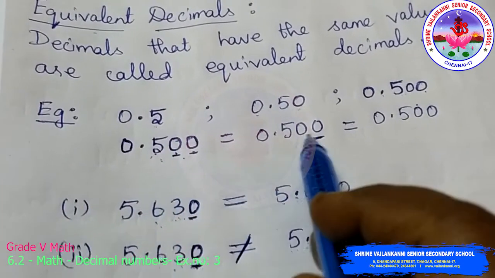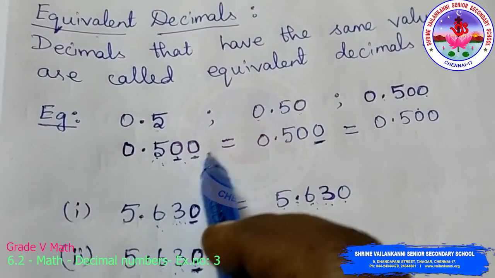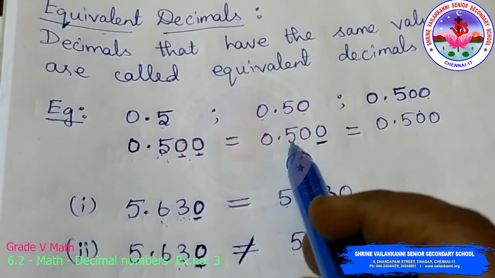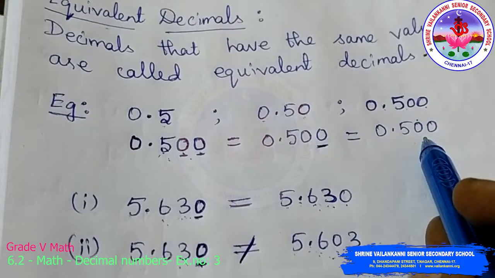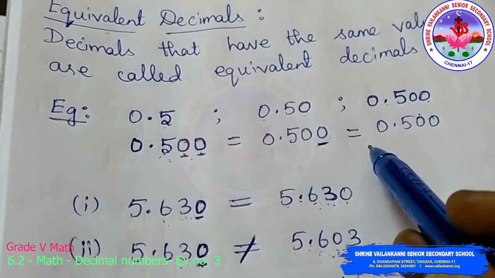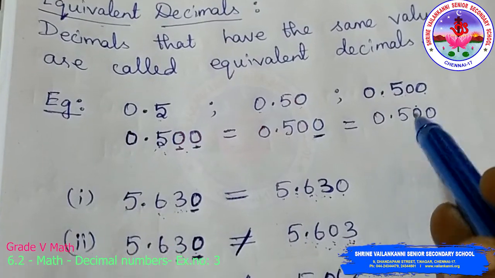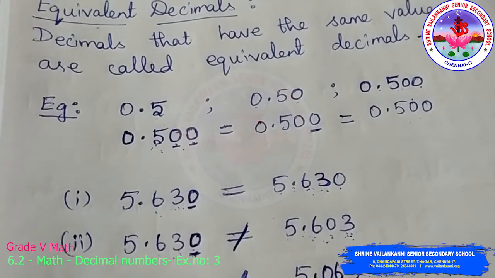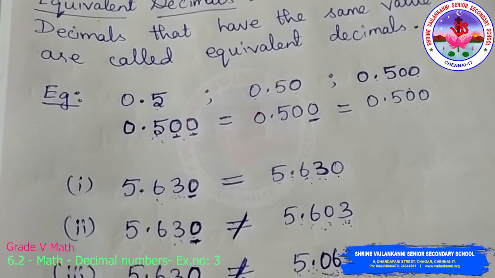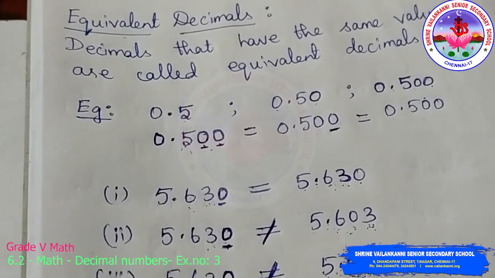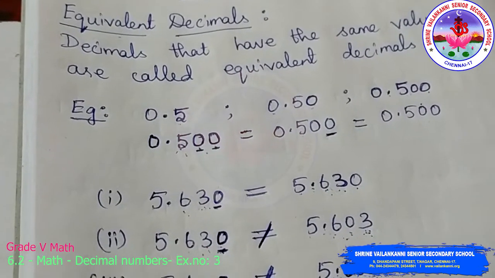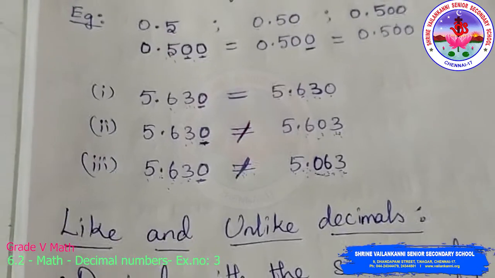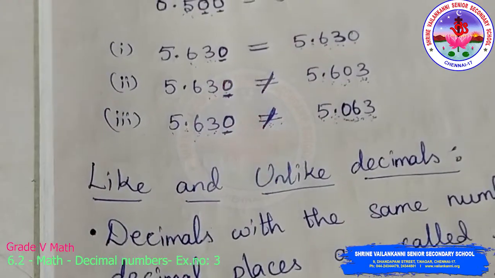See, here if we add zeros, the values are the same: 0.500, 0.500, 0.500. Only then will your decimal numbers be equivalent. In these cases, if you compare and the values are changing, then it is not an equivalent decimal number. Next, we are going to see what are like and unlike decimals.